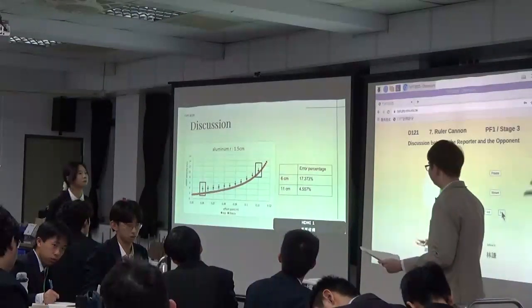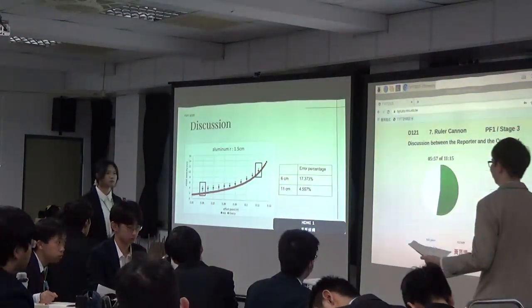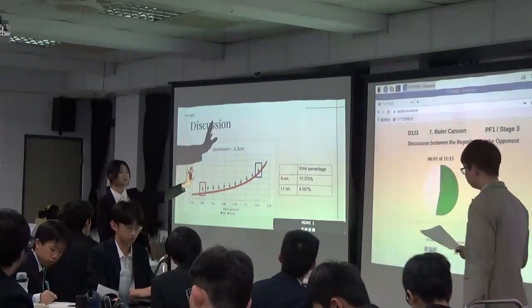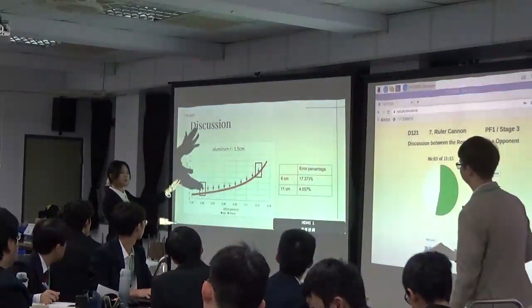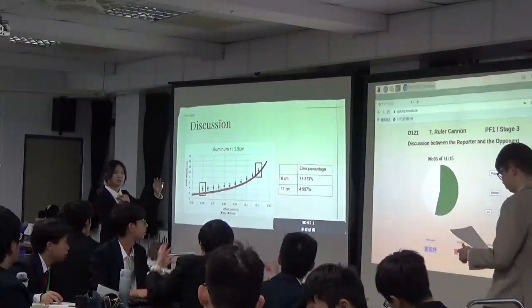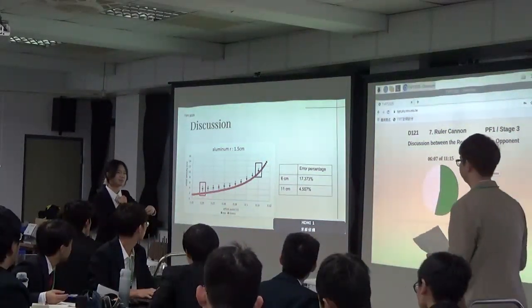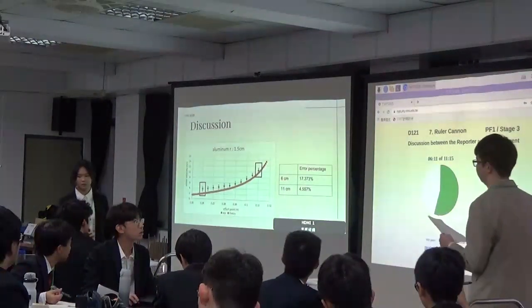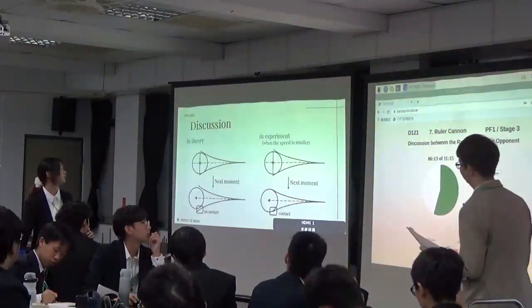However, there are still errors. It's not like 3% or 2%. But the theoretical line is already within my error bar, which means that when I'm doing my experiment, the data already agrees with the theory. So do you consider air resistance as a force?